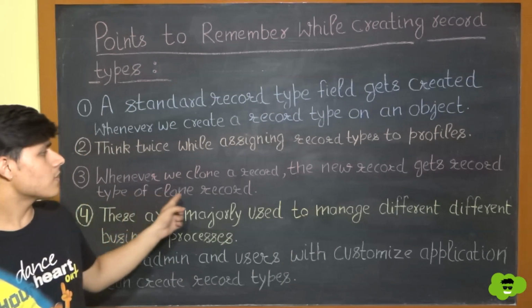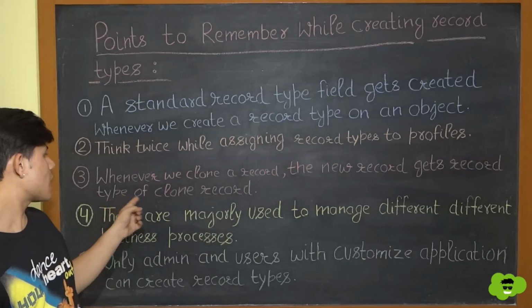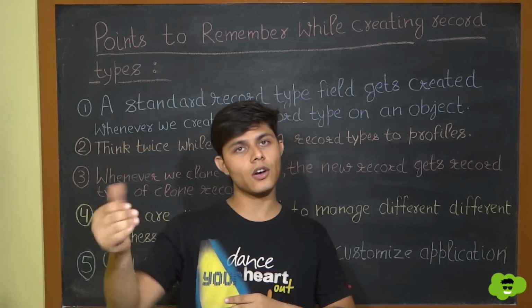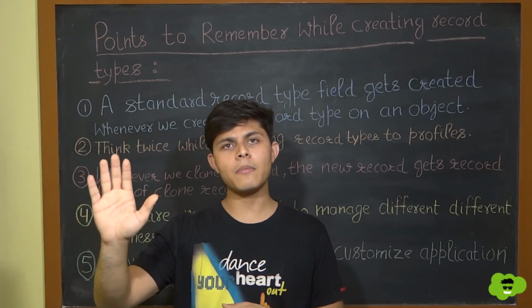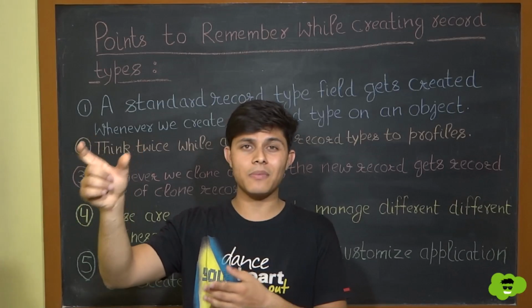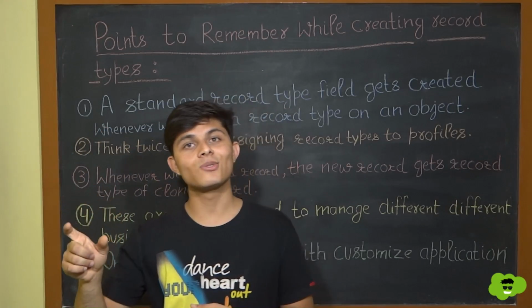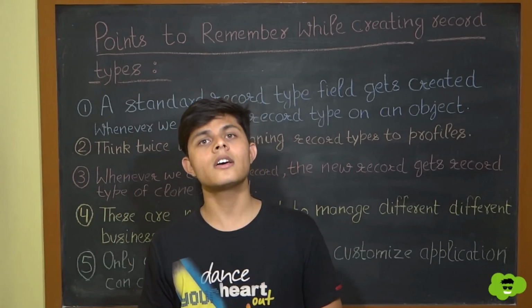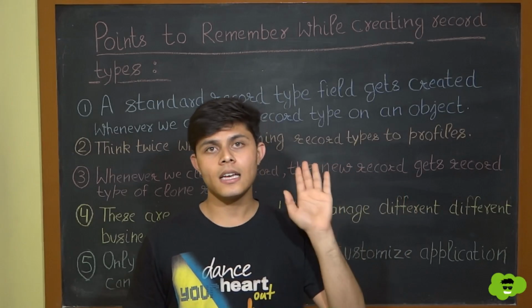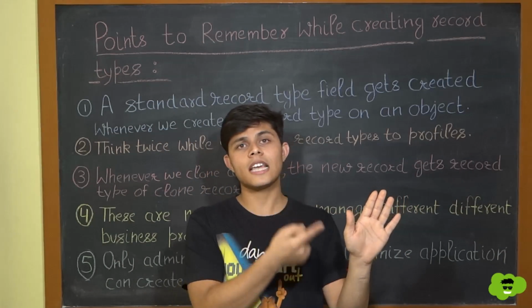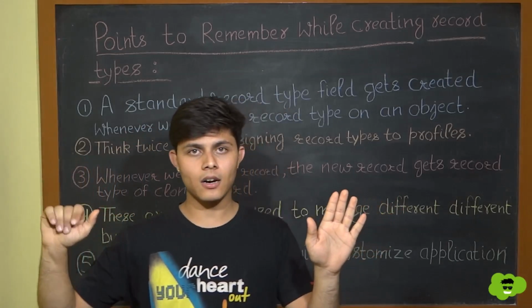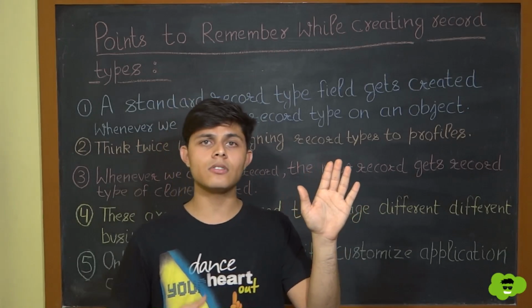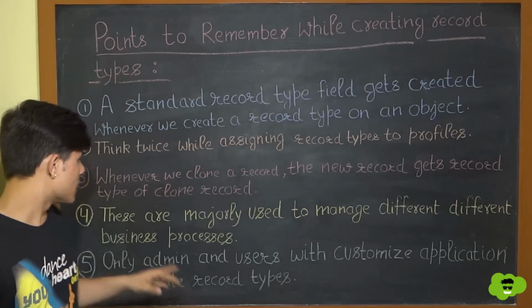The third one is, whenever we clone a record, the new record gets the record type of the cloned record. What that means is, say there's an ABC bank account record that is created using the manager record type. Whenever I clone this record to create a new record, CDE, that CDE will also be assigned the same record type as the ABC bank account record. For example, if it was the manager record type, then the new CDE cloned record will also be assigned the manager record type only.